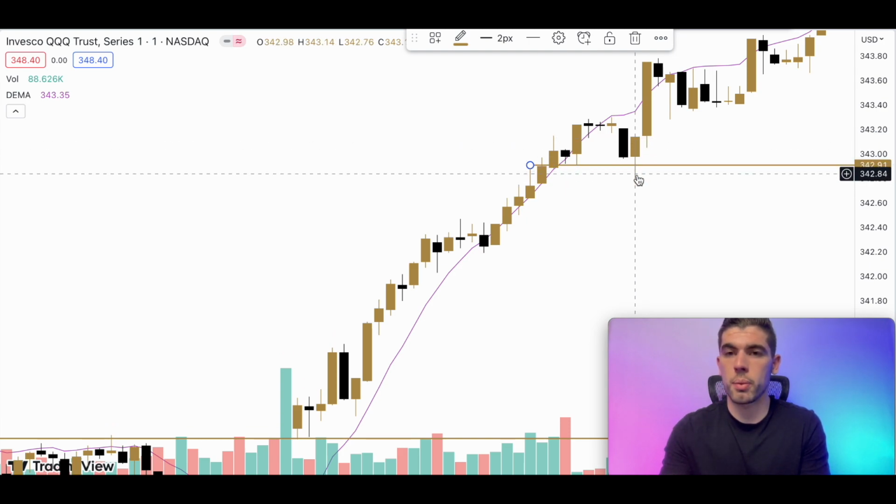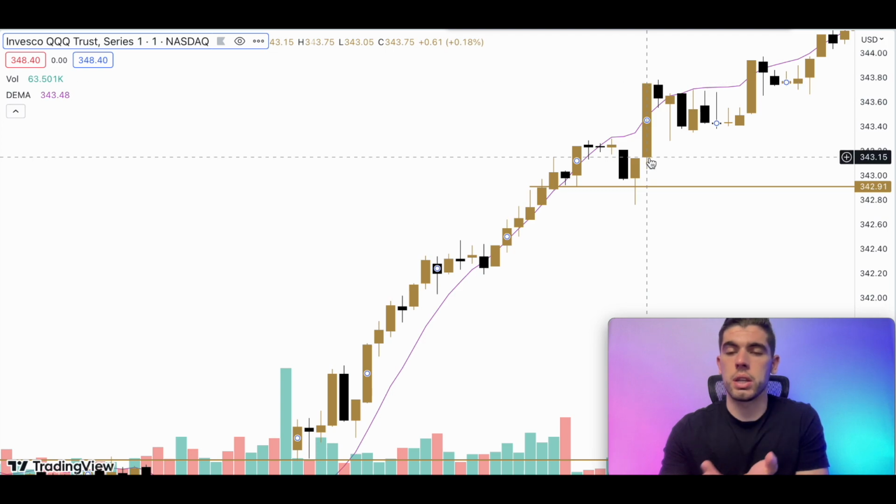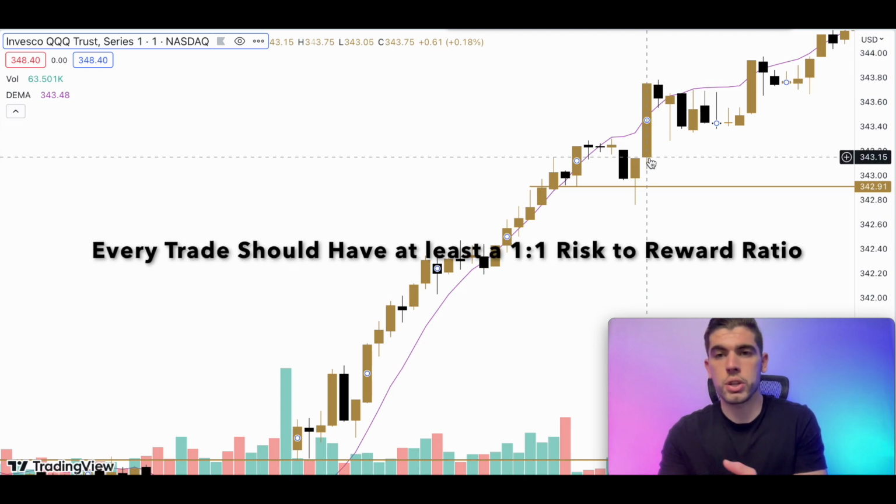You can get in right above this bar, put your stop loss below. Just this move right here is a 1-to-2 risk to reward ratio. It's a great trade right there.